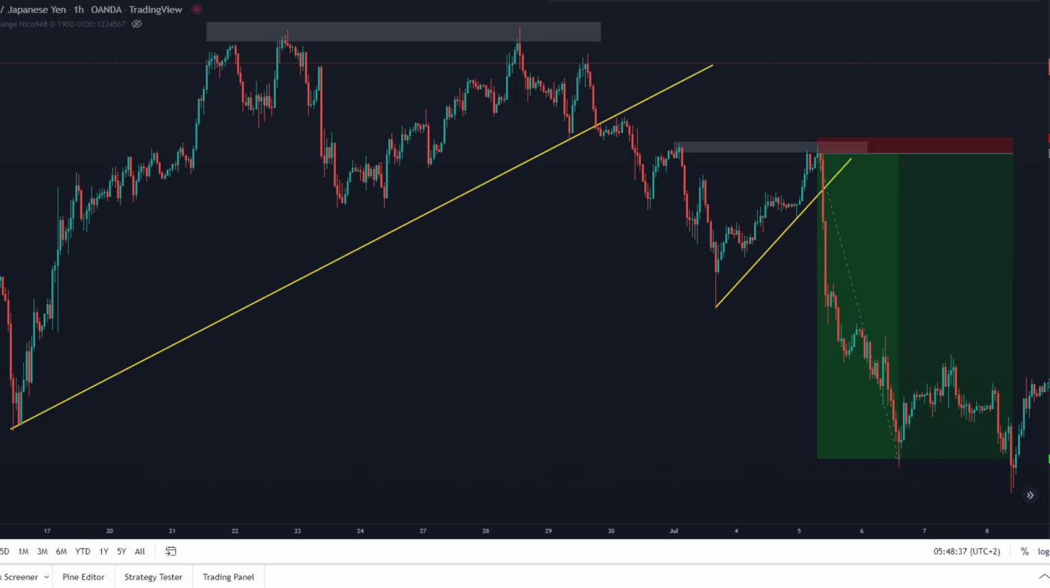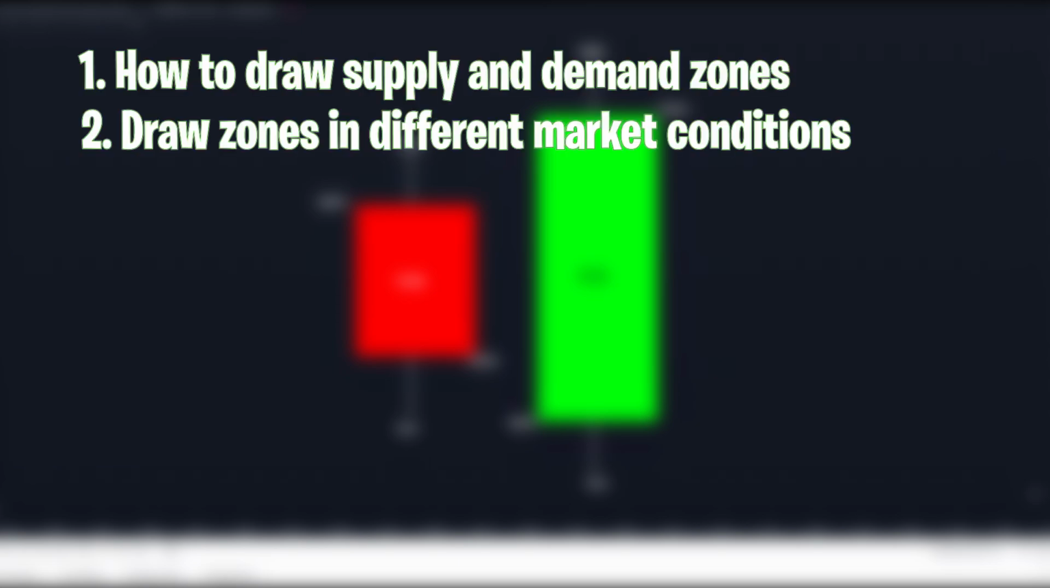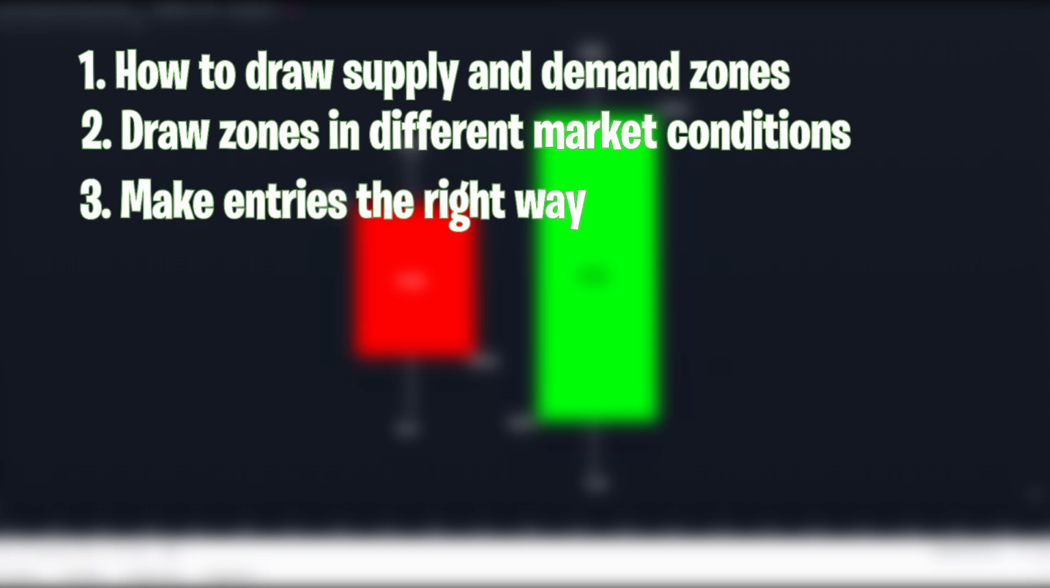Have a pen and paper ready, because I am about to show you everything that you wanted from the previous video. In this section of the video you will learn this. 1. How to draw supply and demand zones. 2. You will learn to draw the zone in different market conditions. 3. You will learn to make entries in all different scenarios.